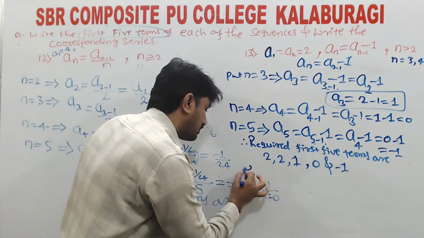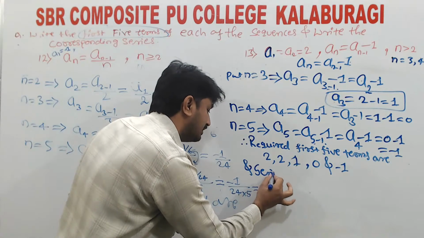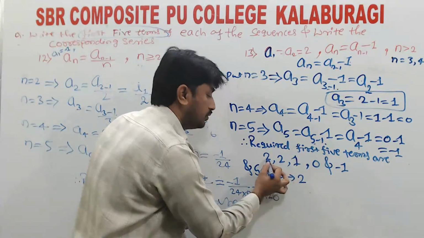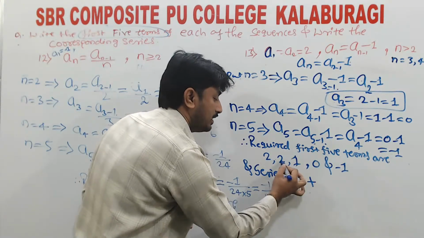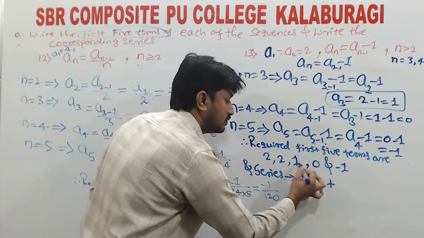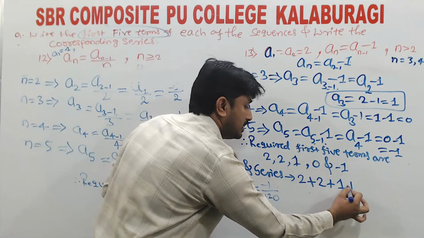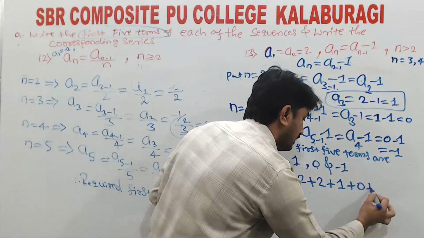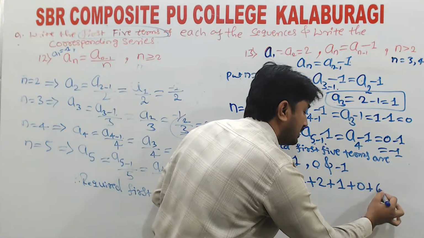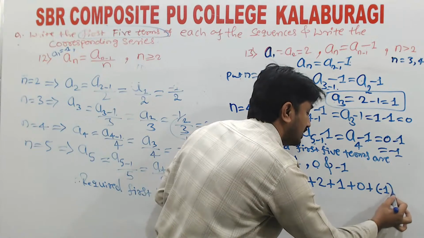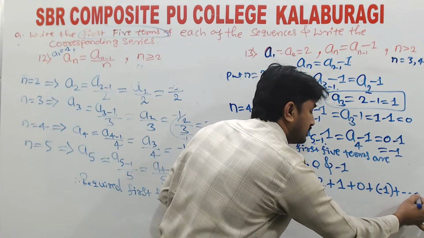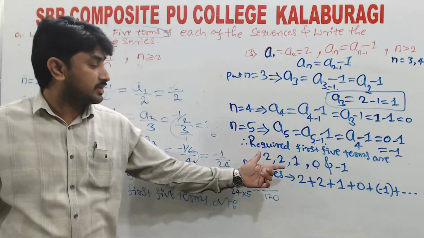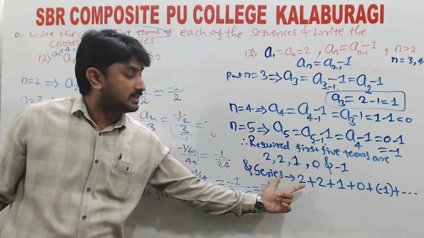And the same corresponding series takes a sum in between: 2 plus again 2, and the third one is 1 plus the fourth term is 0 plus, and inside the bracket minus 1 plus and so on. So it is the required first five terms of the sequence as well as the series.